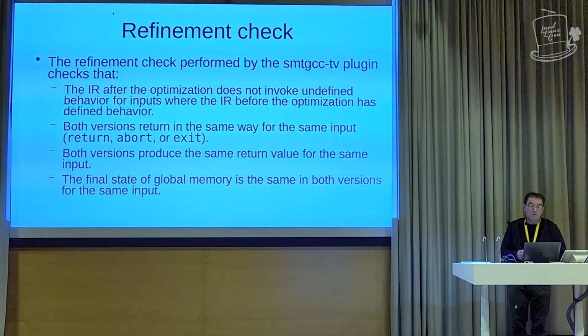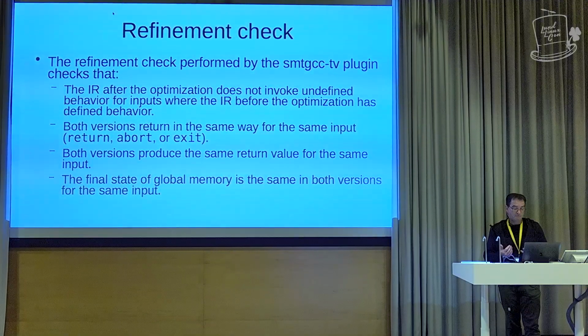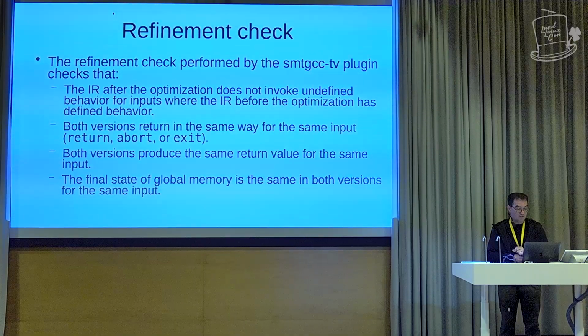The tool checks that both versions return in the same way for the same input. So if the original function called abort for a certain input, the optimized function should also call abort for that. And both versions should produce the same return value, and after execution of the function, the global memory state should be the same for the same input for the 2 versions.